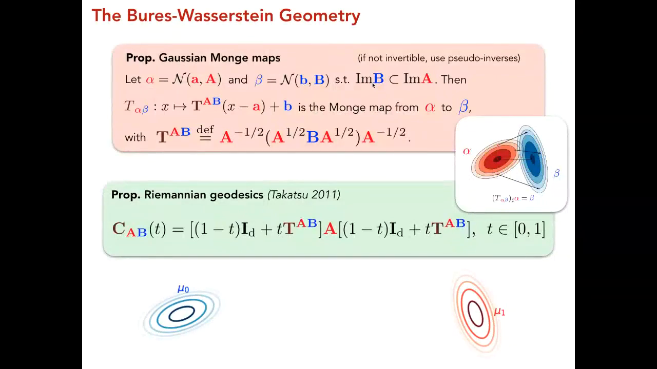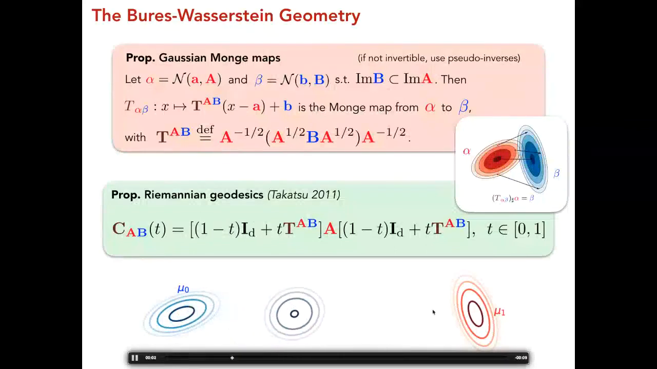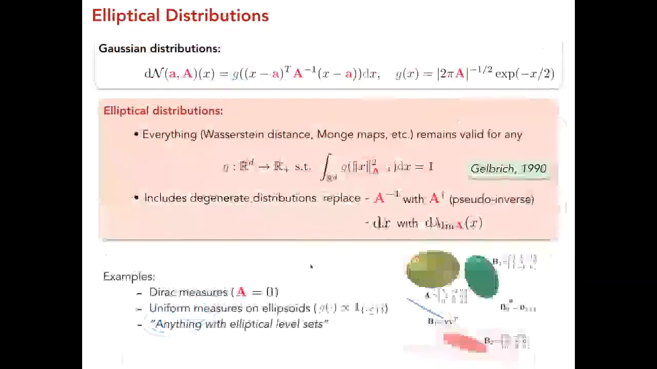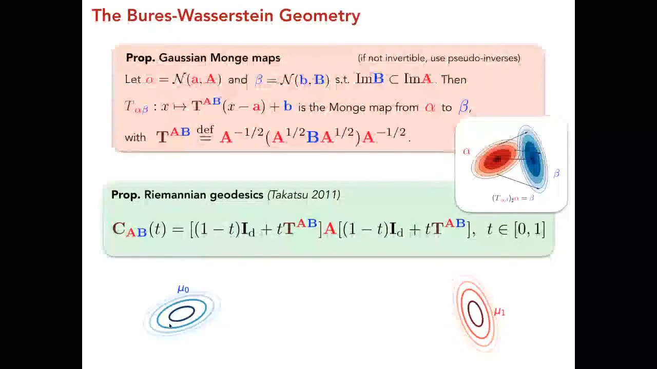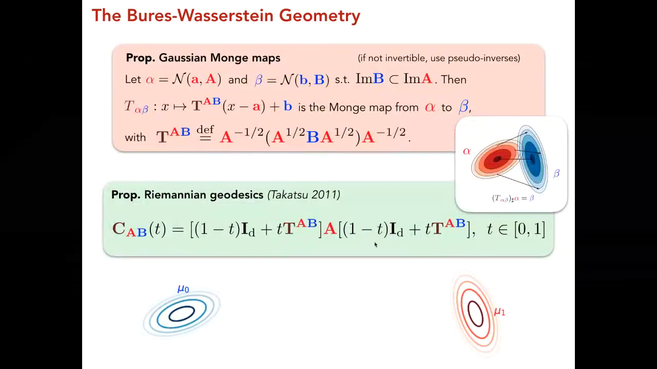Okay, thank you. And the same condition applies for the geodesics, obviously, because you can go from A to B if the image of B is included in the image of A, but you cannot go in the opposite direction using the same closed form.